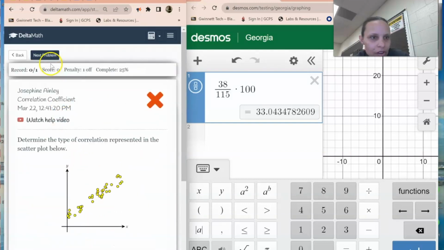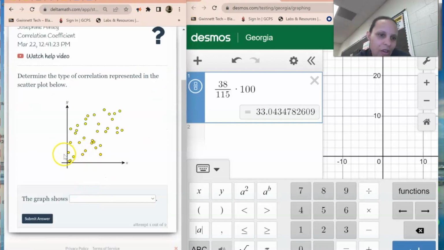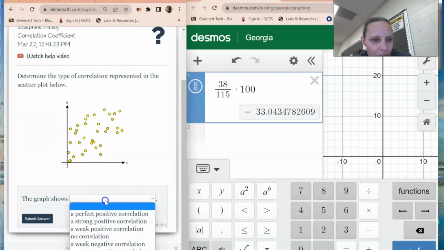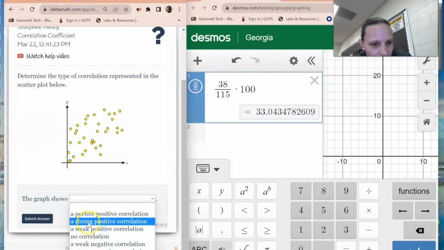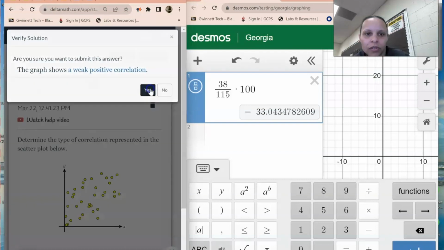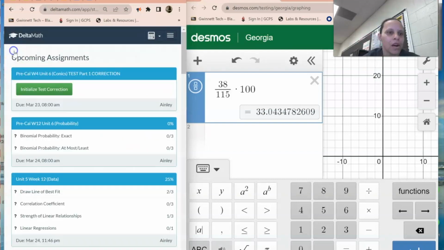Strong positive. I'll just do one more. This is a positive because I can see they're all going up, right? But I would say they're weak because they're really far apart. And I think that should be all of them. So weak positive, weak positive.